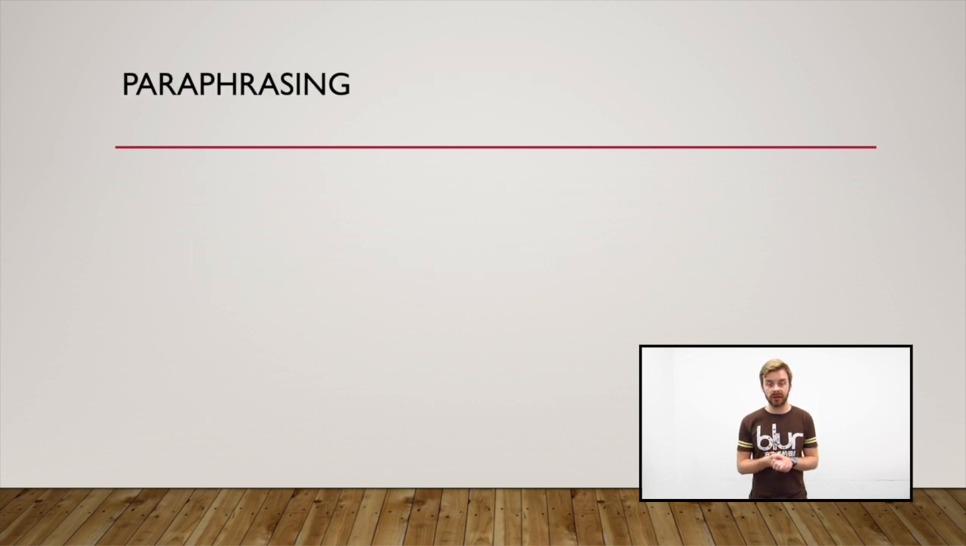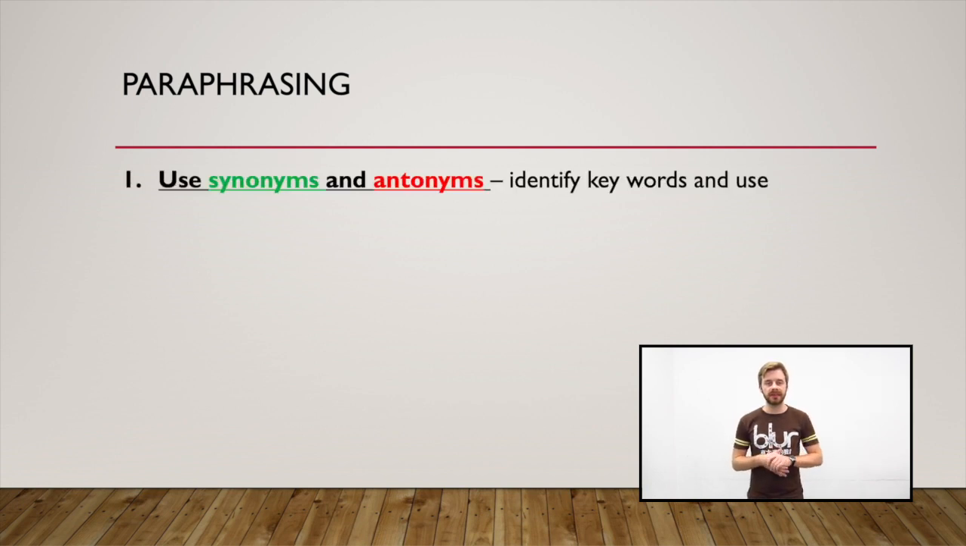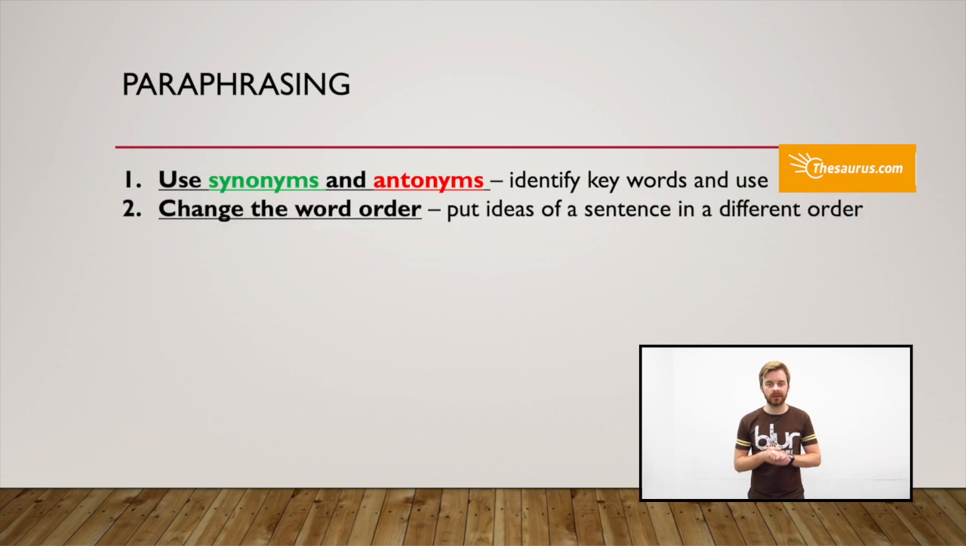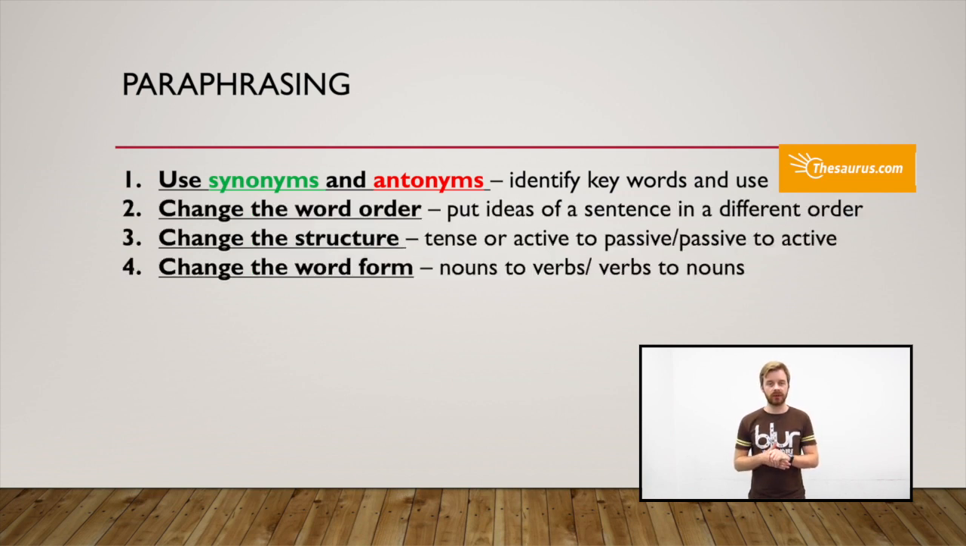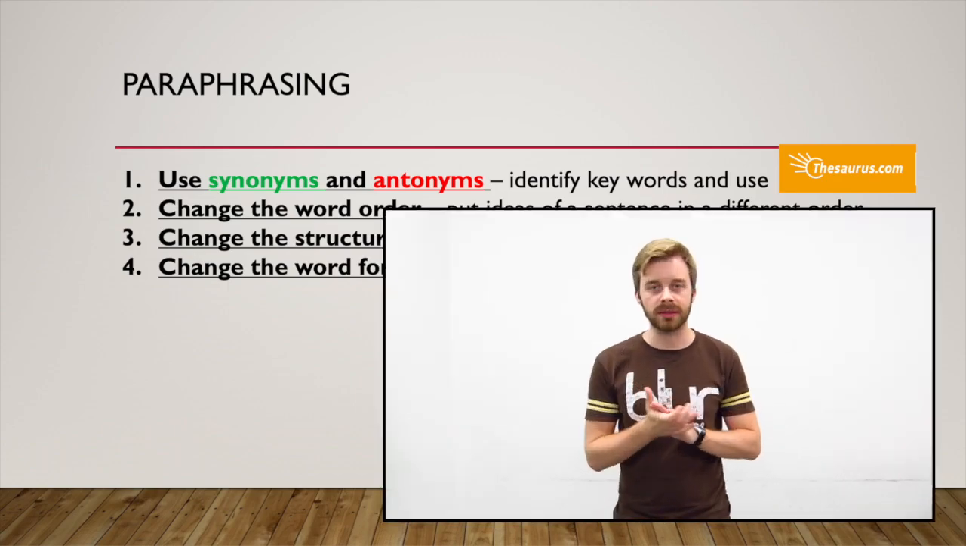So, to review, the best way to avoid plagiarizing is to paraphrase, which means to rewrite an author's ideas in your own words. You can do this by using synonyms and antonyms, changing the word order, changing the structure, and changing the word form. Using some or all of these ways can help you to paraphrase and not plagiarize.